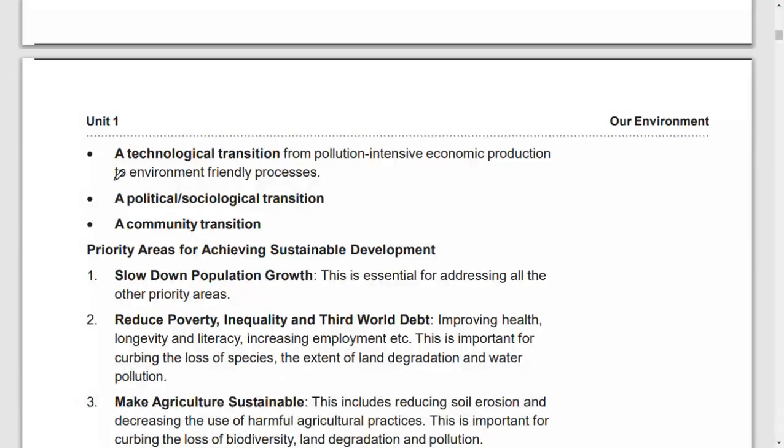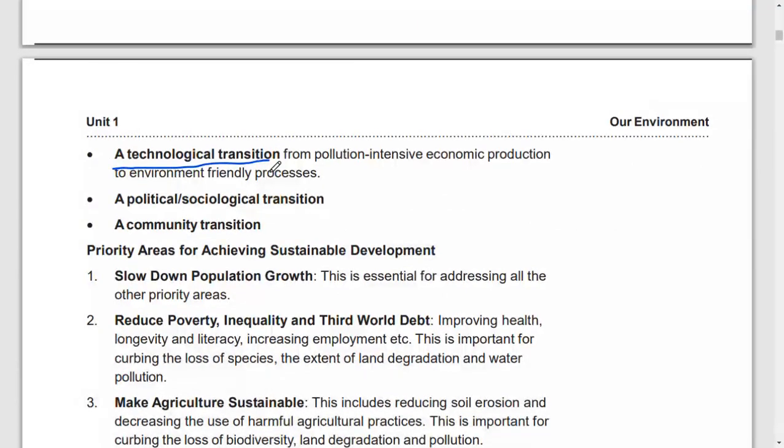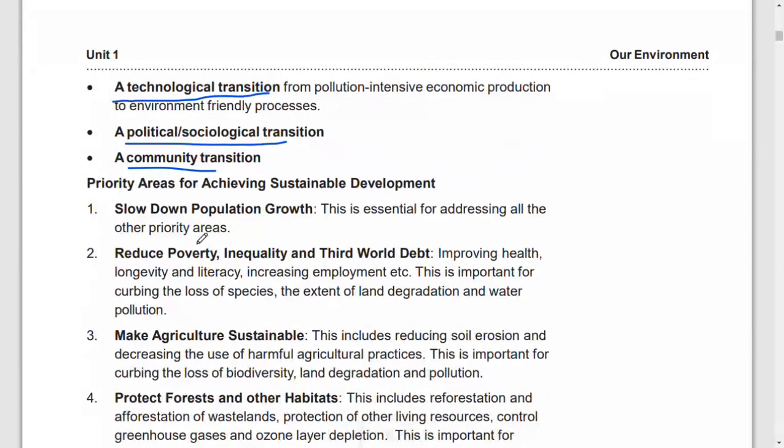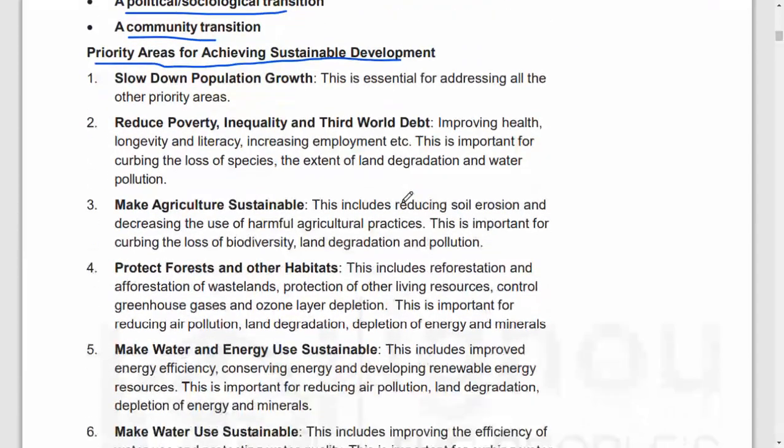A technological transition from pollution-intensive economic production to environmentally friendly processes. A political or sociological transition, a community transition. Priority areas for achieving sustainable development.